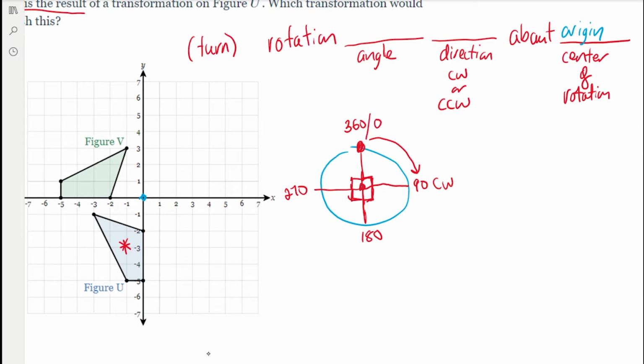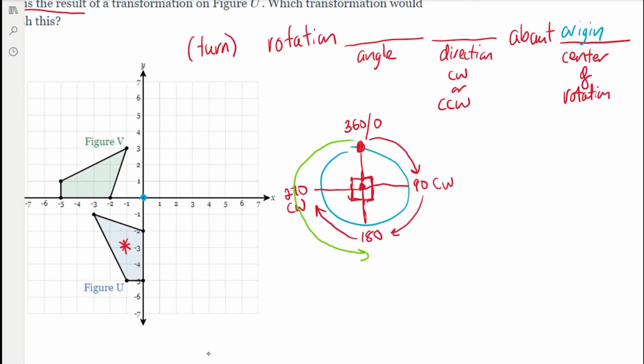So 360 and 0 are the same. You end up in the same place. And this 270 degrees is clockwise because I'm going in this direction. You'll notice I didn't put clockwise or counterclockwise for the 180, because it doesn't matter what direction I was going in, it's still 180. So 180 could be clockwise, it could be counterclockwise, you could leave it blank, you don't have to specify, it's understood.